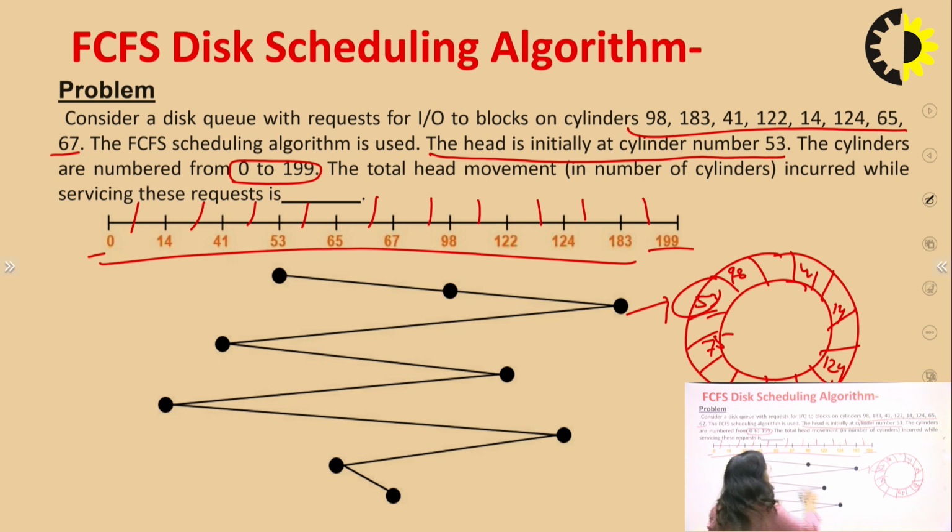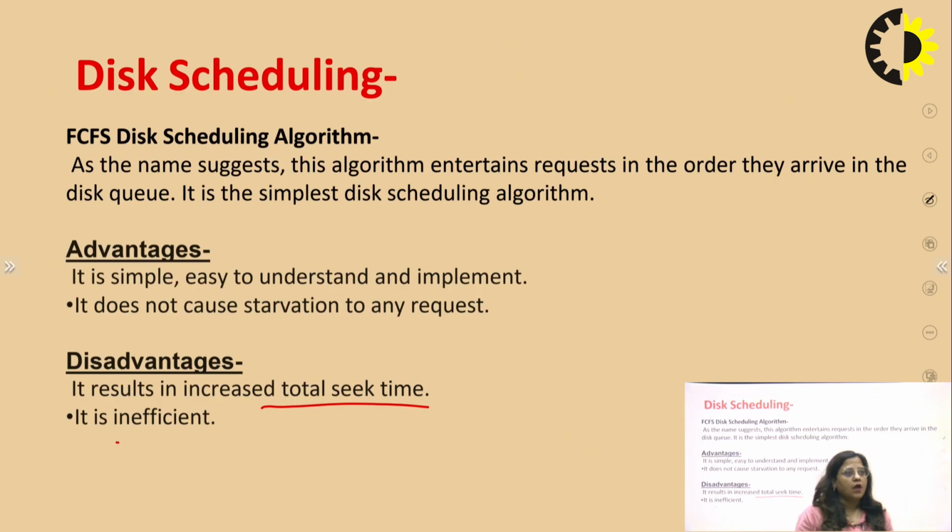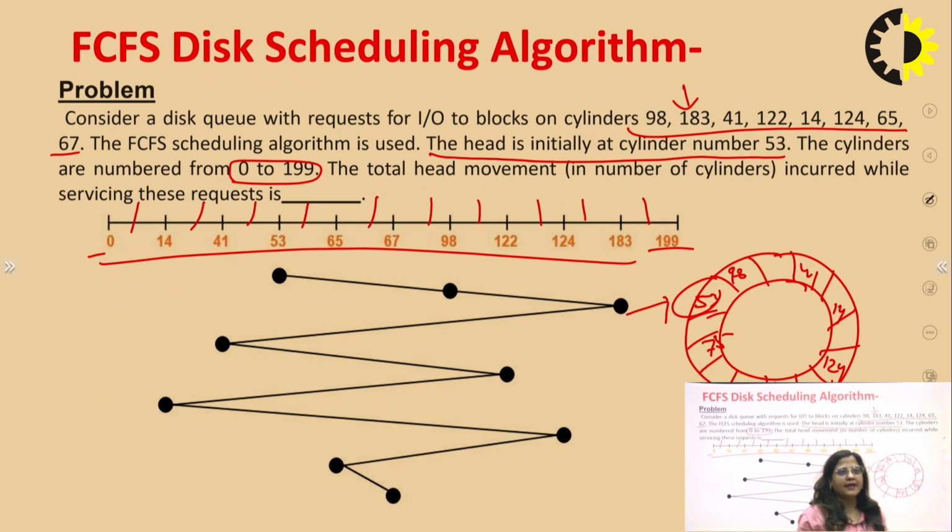Now these are the numbers given in the question: 14, 41, 53, 65, 67, 98, 122, 124, 183 and 199. Now this question is solved with the first come first serve scheduling algorithm. So what is first come first serve? According to this algorithm, requests are served in the order they arrive in the disk queue.